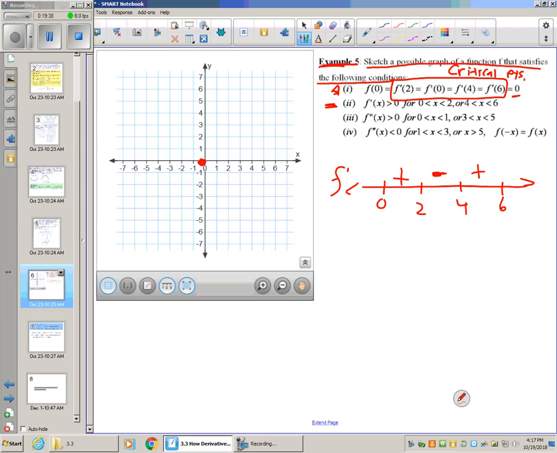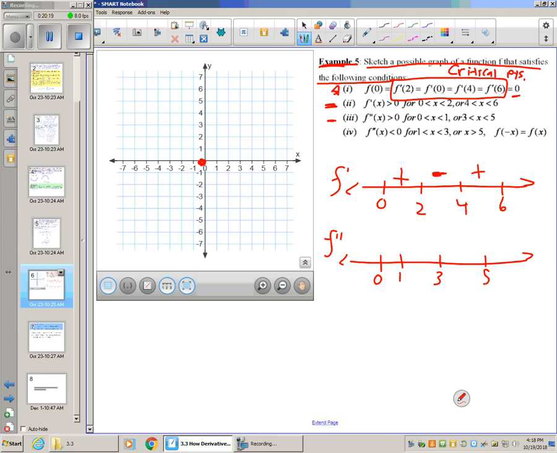And we'll show why this is negative in a second. Look at f double prime of x. It's saying that f double prime of x is greater than 0 when we're between 0 and 1, or when we're between 3 and 5. And it's also telling us that it's less than 0 between 1 and 3, and when we're greater than 5. Let's draw that on a number line as well. I like to keep it as consistent as I can with this one right here. So we're talking about between 0 and 1, and between 3, which is right here, and 5, which is in between here.